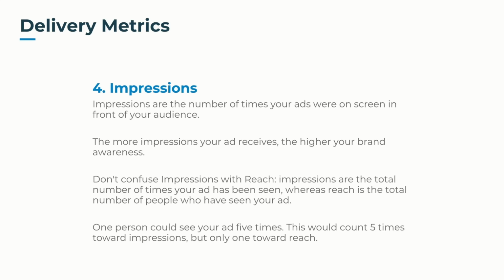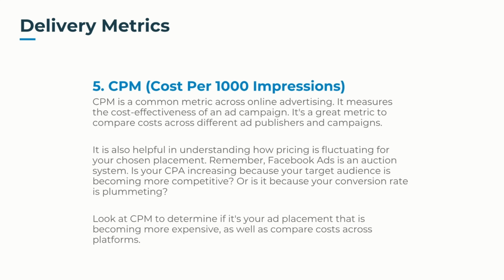Impressions is a metric that shows how many times your ad has been shown to your target audience. Not to unique people, but impressions: how many times it has been shown in total, because some users will see this ad multiple times. Then there's CPM. This is cost per 1,000 impressions. How much money do you spend to show your ad 1,000 times?